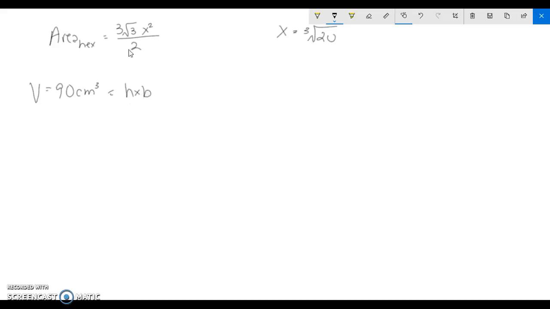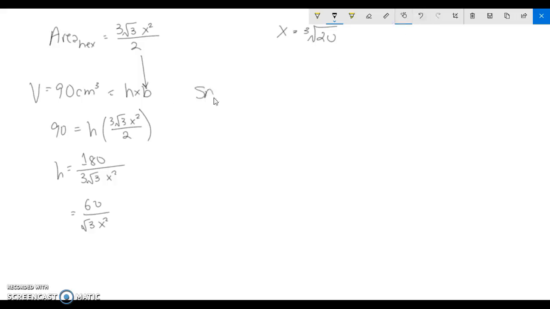And our base is our area of the hexagon, right? So our volume, 90 centimeters cubed, equals our height times 3 root 3 x squared over 2. Having this, we can find our height. Our height equals 90 times 2, 180, over 3 root 3 x squared, which equals 60 over root 3 x squared. Now, we want to find our surface area when x equals that. So let's find our surface area first.